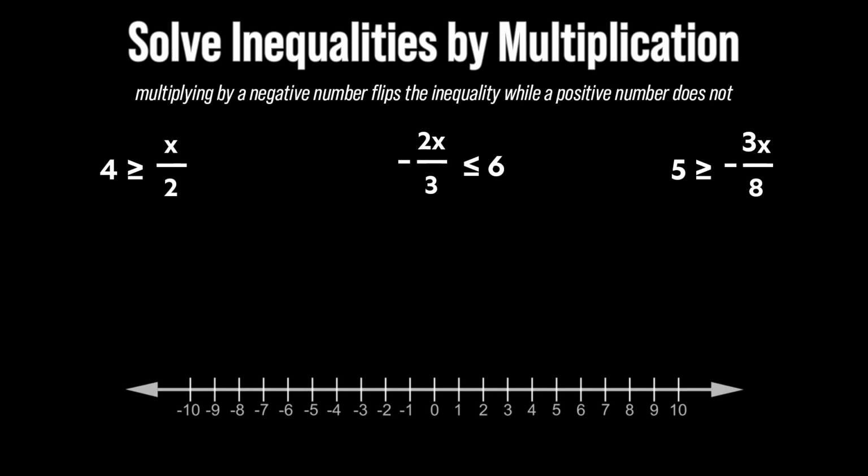Today we're going to learn about solving inequalities by multiplication. Multiplying by a negative number flips the inequality, while multiplying by a positive number does not. So let's solve this first problem here.